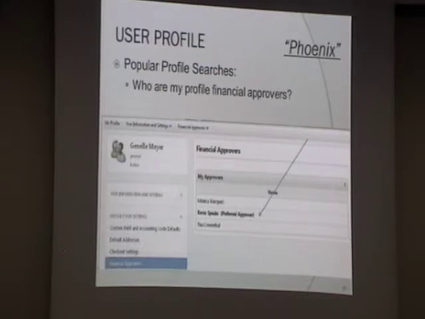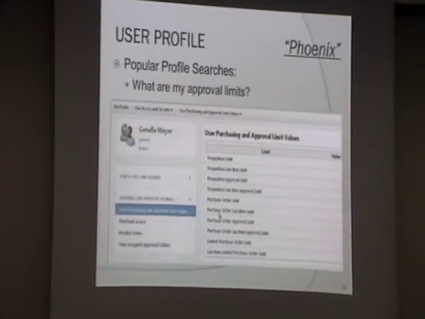Another popular profile search is to locate your profile financial approvers. If you go to User Information and Settings, Default User Settings, Financial Approvers, you will find all your financial approvers in your profile. The bolded name will be your preferred approver. Lastly, the most commonly searched for profile search is your approval limits. To find what your approval limits are, go to User Access and Security, Ordering and Approval Settings, User Purchasing and Approval Limits. Over here on the right-hand column, you will then have all of your limits.